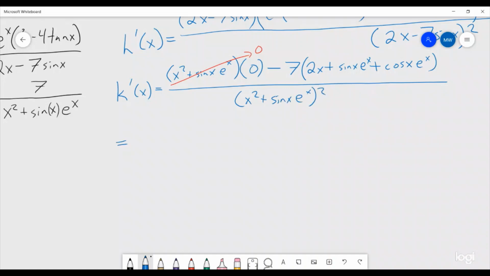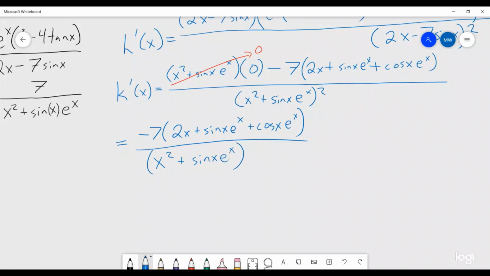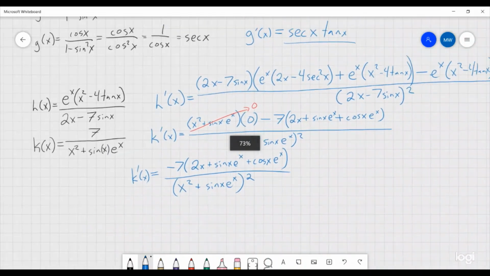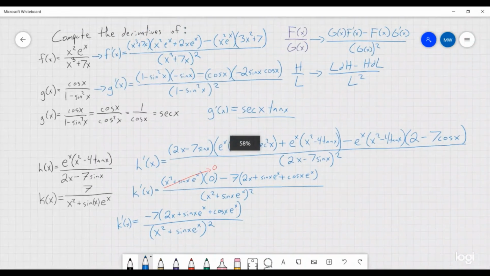So this one we can simplify a little bit because one of the terms goes to 0. So we just have negative 7 times 2x plus sine x e to the x plus cosine x e to the x, all over x squared plus sine x e to the x squared. And that is what k prime of x would be. And that is how we would be able to find all of these different derivatives.